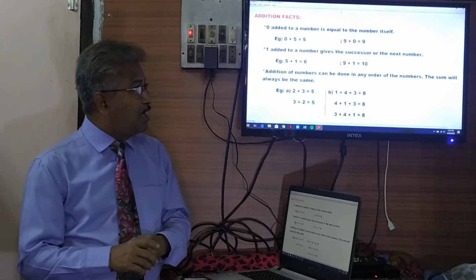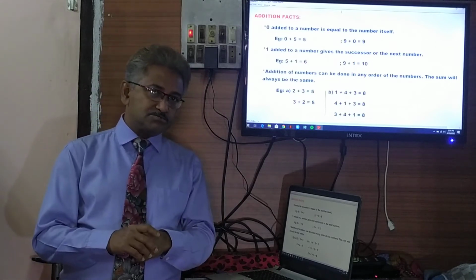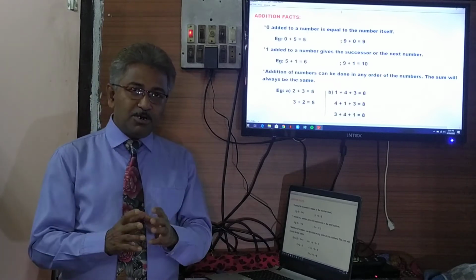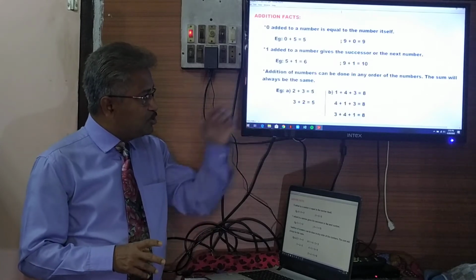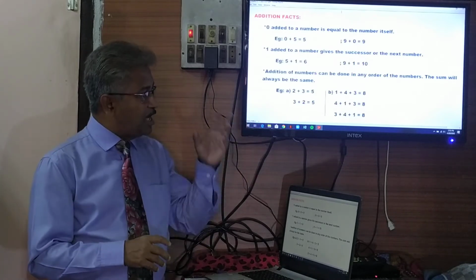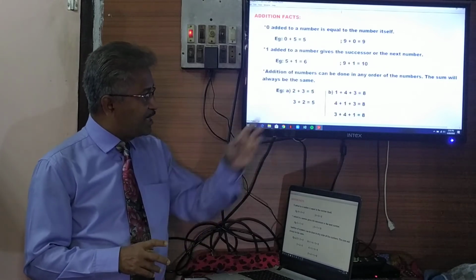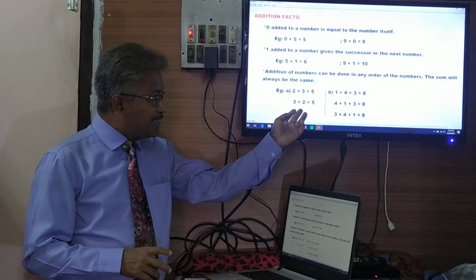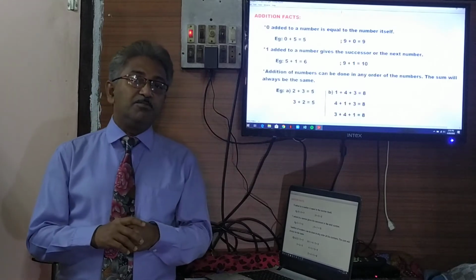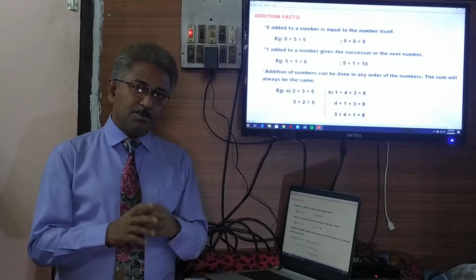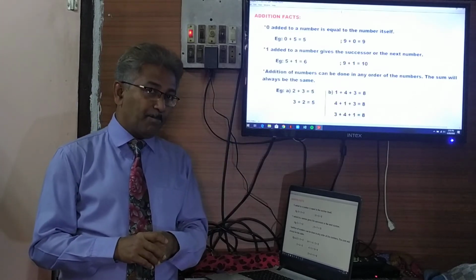Thirdly, addition of numbers can be done in any order of the numbers. The sum or the answer will always be the same. I have used 2 examples, one adding 2 numbers and one adding 3 numbers. When we are adding 2 plus 3, we get 5. When we are adding 3 plus 2, we also get 5. So the order in which I place the numbers is not important. The order can be any way, but the sum or the answer will be the same.